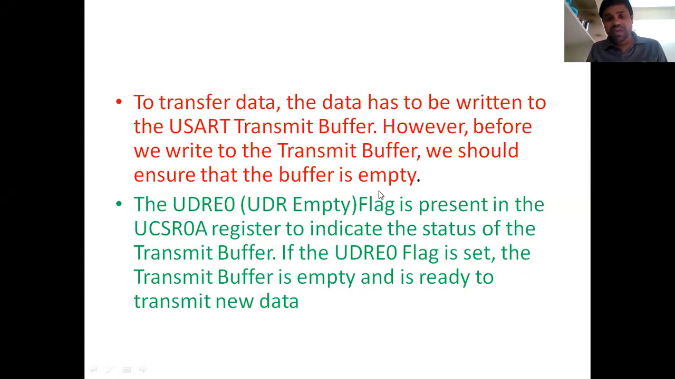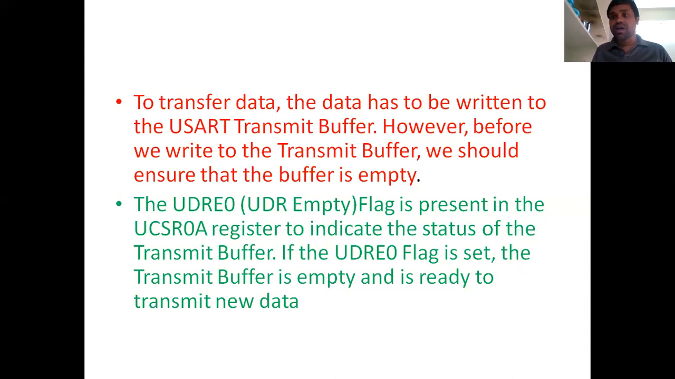Our main intention is to send the data to the system or other devices. First, we want to check whether the buffer is empty or not. That is done by using the UCSRA0 register, in which the fifth bit indicates whether the UDR empty bit equals 1 or not. If it is 1, the buffer is empty. If it is 0, the buffer is not empty, meaning some data is available within the buffer.